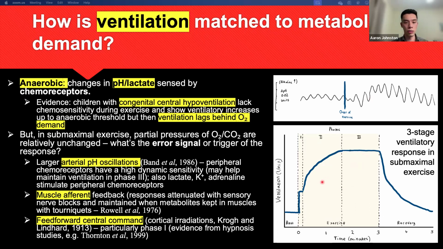So remember, the ventilatory response is characterized into phases. You've got this initial phase, and then a gradual rise in ventilation, then it's sustained, and then after exercise, it begins to decrease.